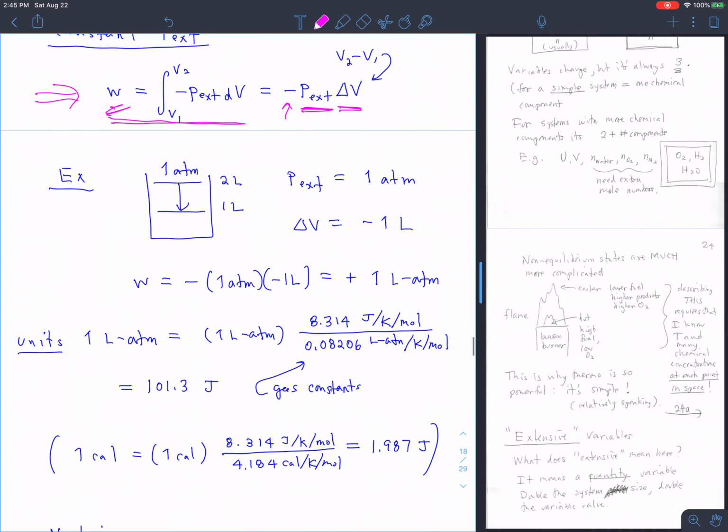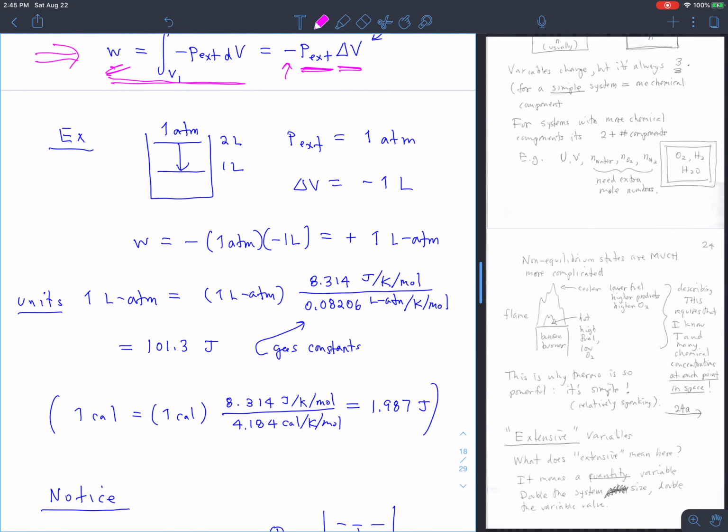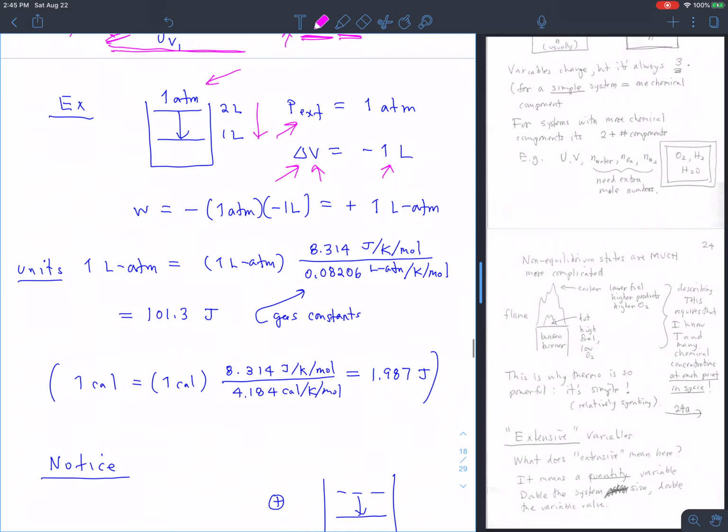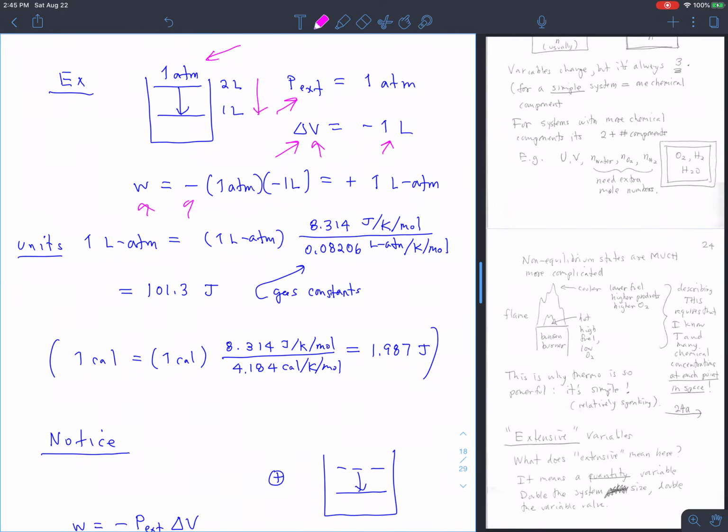A nice, easy formula. Let's do an example. I have a system with the external pressure set at 1 atmosphere. That's never going to change. The volume goes from 2 liters to 1 liter, so I compress by a liter. The external pressure is 1 atmosphere. The volume change is minus 1 liter, right? It lost volume, so this volume change can be positive or negative. In this case, it's negative. So the work is minus 1 atmosphere times minus 1 liter, which is a total of plus 1 liter atmosphere.